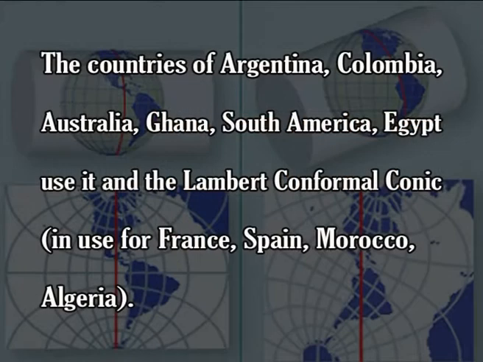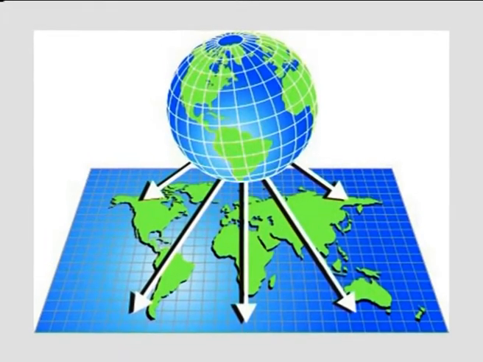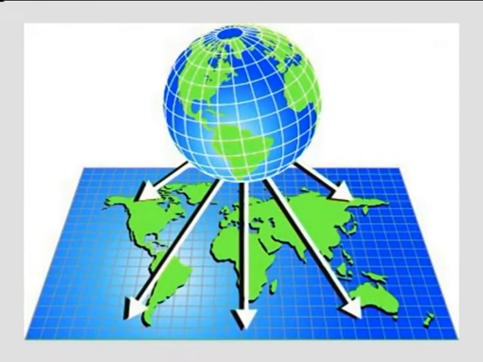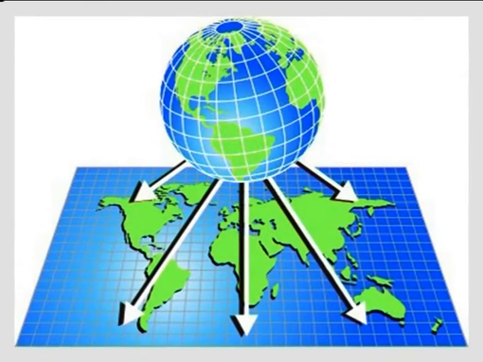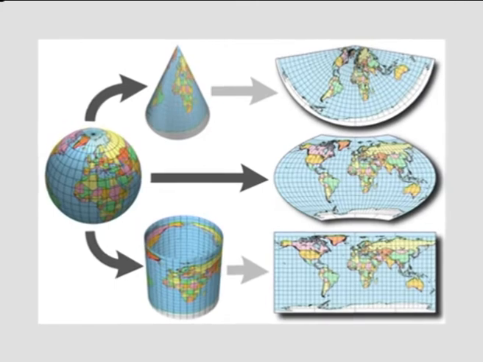The countries of Argentina, Colombia, Australia, Ghana, South Africa and Egypt use it, and the Lambert conformal conic is in use for France, Spain, Morocco, Algeria, etc. Also in use are the stereographic for Netherlands and even non-conformal projections such as Cassini or the polyconic.